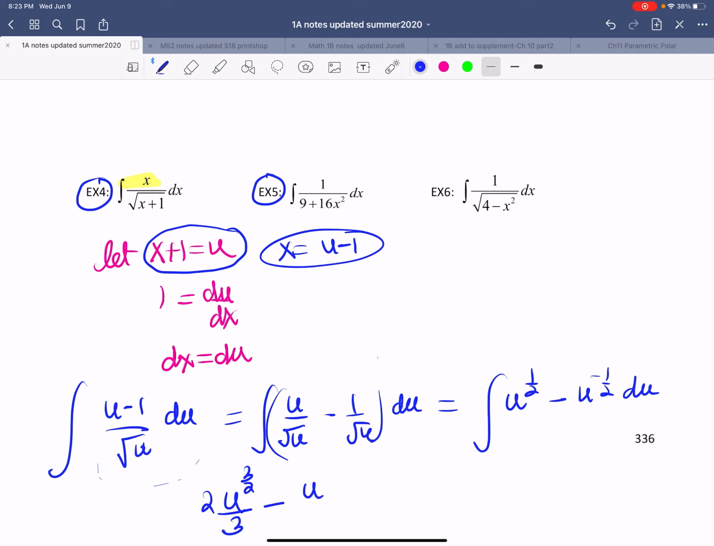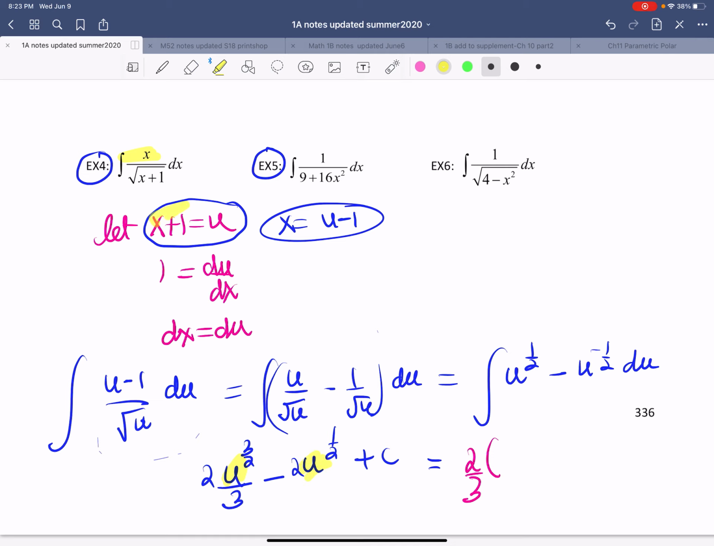We're not going to leave our final answer in terms of u because we didn't have u's in the problem. Our problem had x's, so we're going to go back and replace every single u by whatever we called u in the beginning. So 2/3 times x plus 1 to the power 3 halves minus 2 times x plus 1 to the power 1 half plus a c.